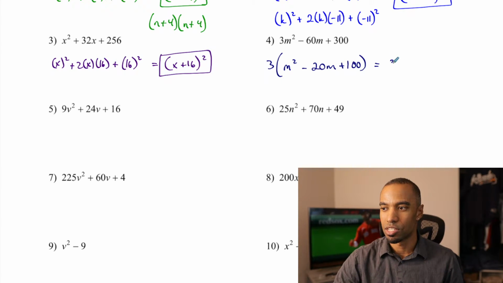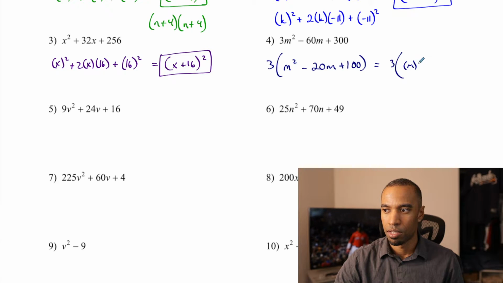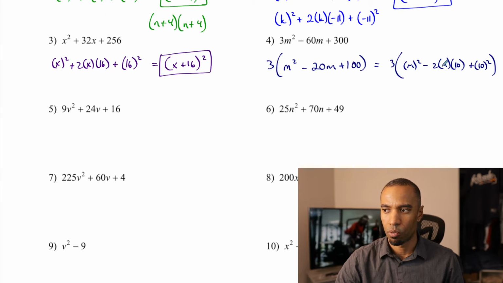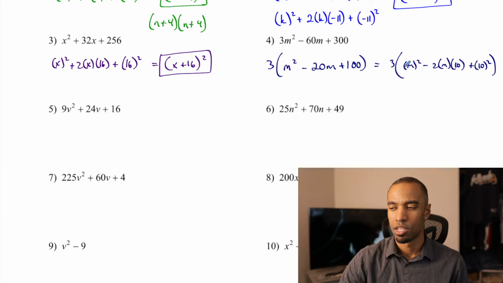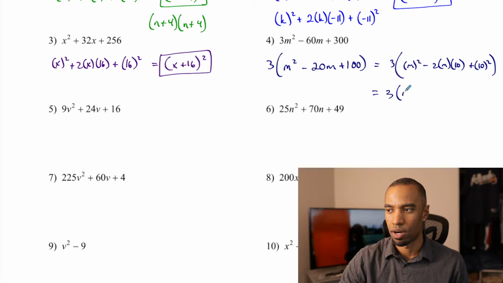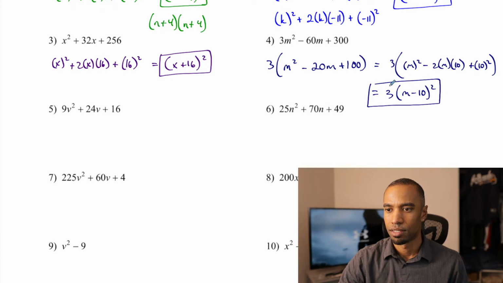So yeah, this is 3 times m squared minus 2 times m times 10 plus 10 squared. And again, pretty soon I won't be writing all this over and over. It's square the first, square the last, double the product of the two. So that is 3 times the quantity m minus 10 squared, like that. There we have it.